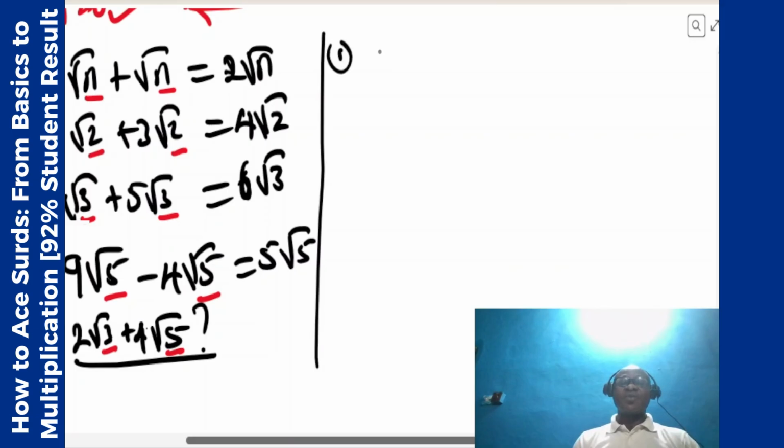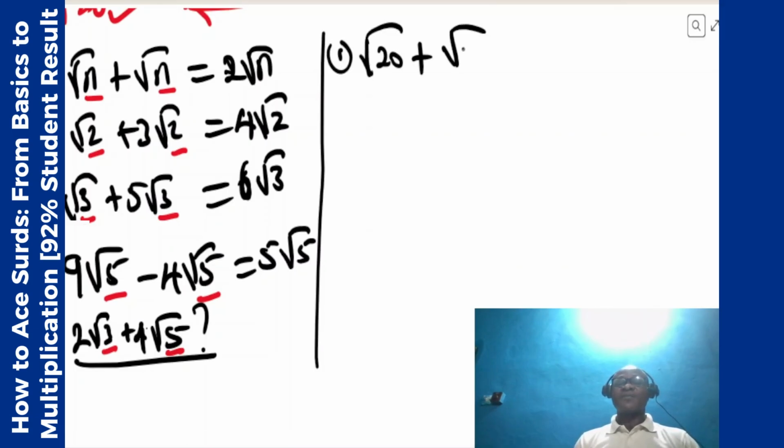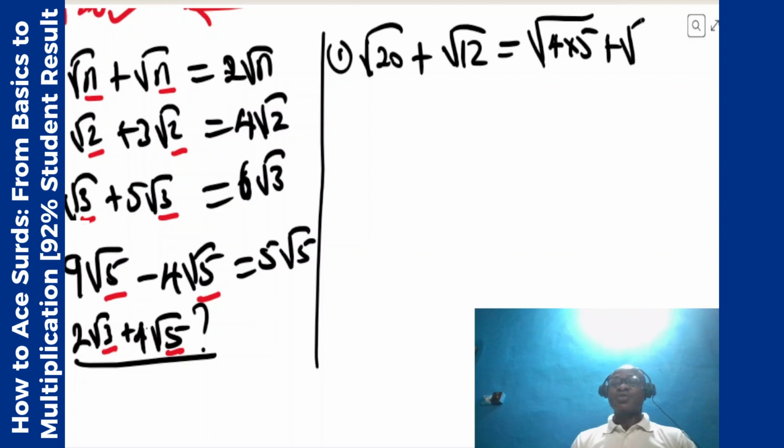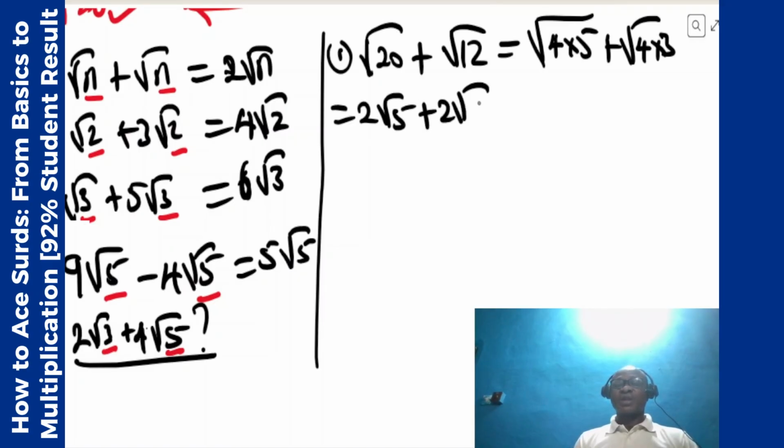Let's say I give you question 1: the square root of 20 plus the square root of 12. You can be asked to simplify this. What does it mean? You write 20 as 4 multiplied by 5, and 12 as 4 multiplied by 3. So if you simplify it further, you are going to get 2 root 5 plus 2 root 3. Final answer.